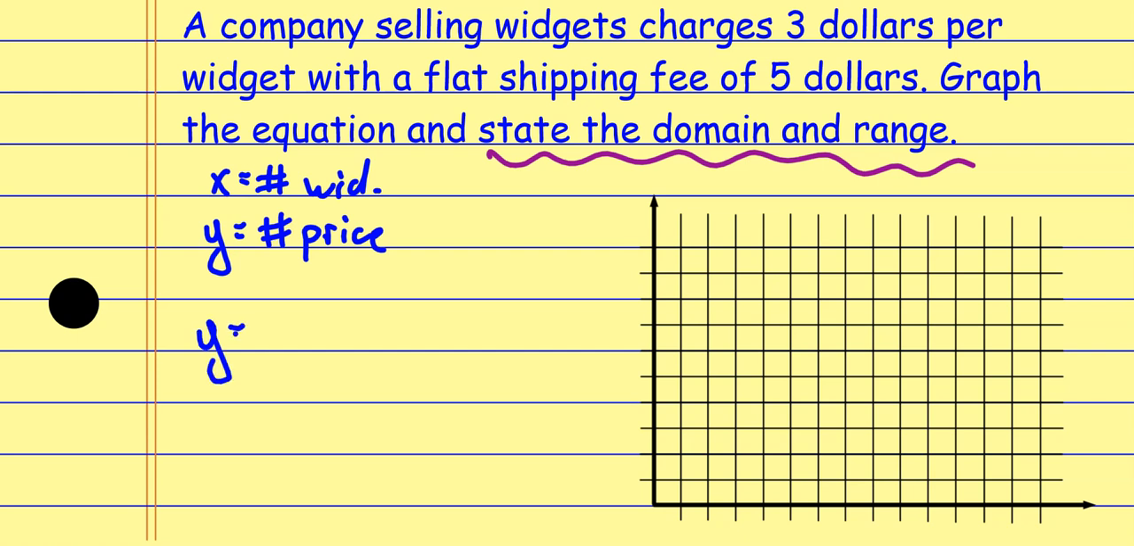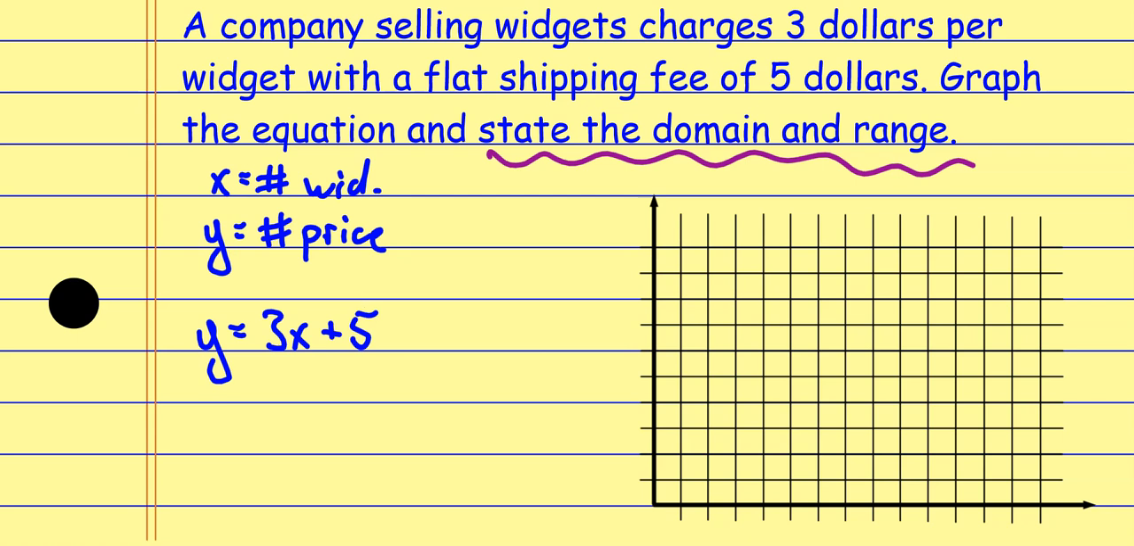So y equals, the price is $3 per widget, so 3x. There's that "per" thing again, $3 per, it's implying multiplication, plus a flat shipping fee of $5. So add on another $5 to that cost. So now we can see this in slope-intercept form.